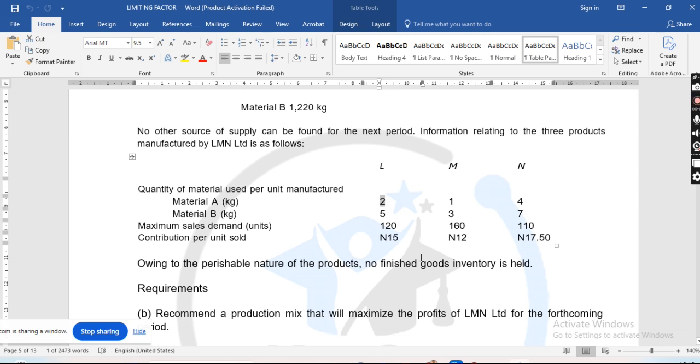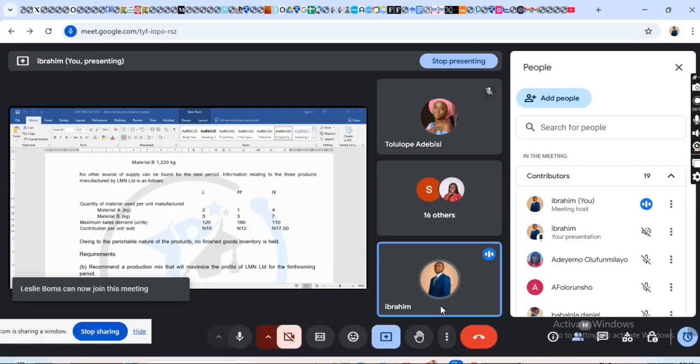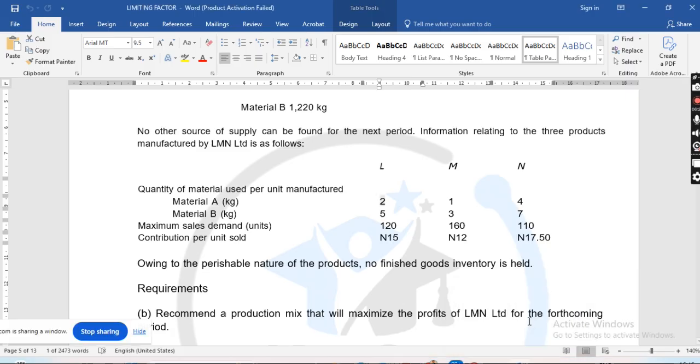If they want to produce 1 unit, they will use 2 kg to produce 1 unit. Class, they will use 2 kg to produce 1 unit, right? 2 kg to produce what? To produce 1. The same thing for this. They will use 1 kg to produce 1 unit because it is 1 kg per unit.